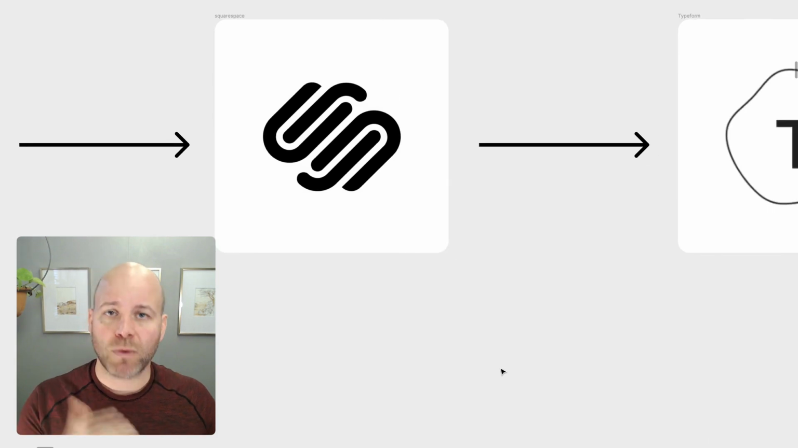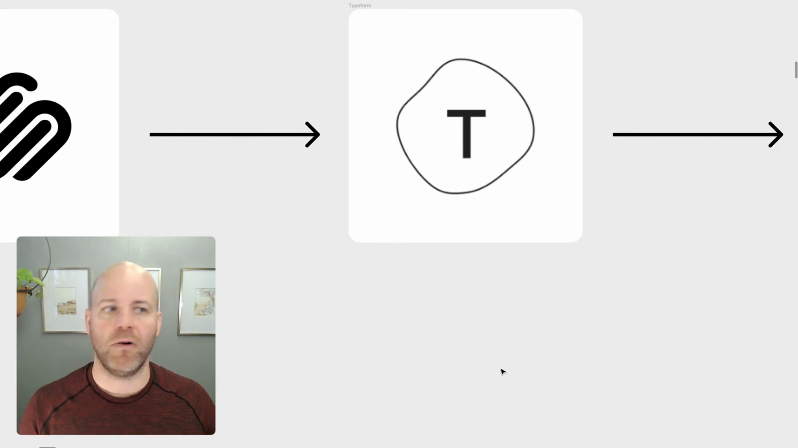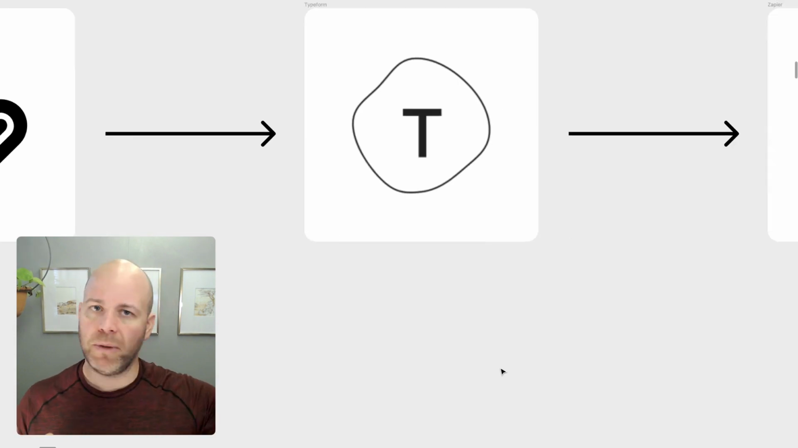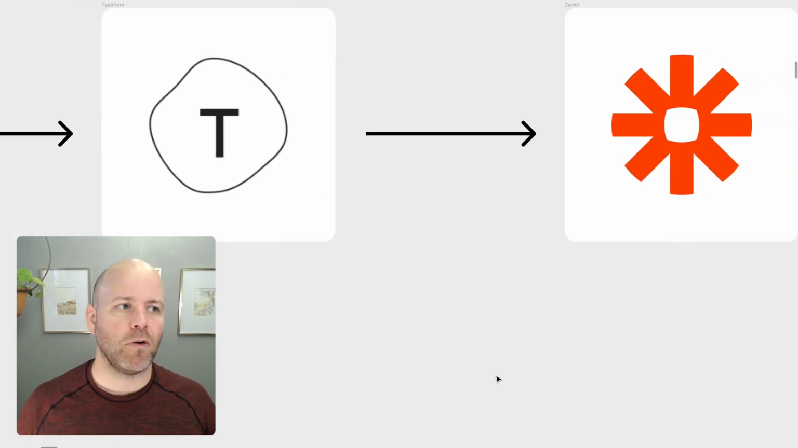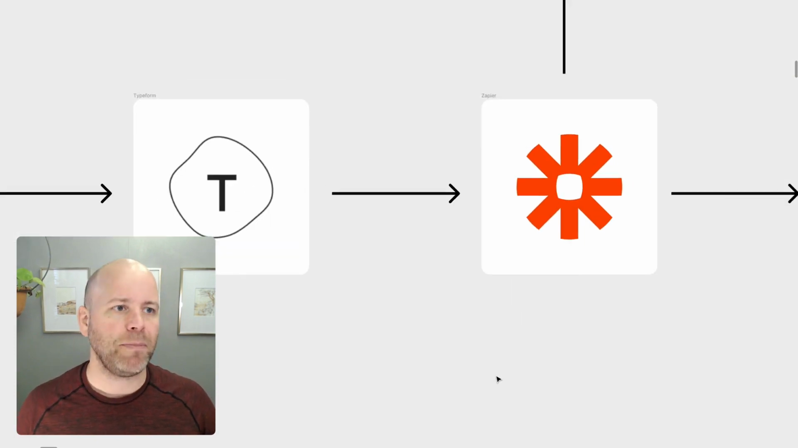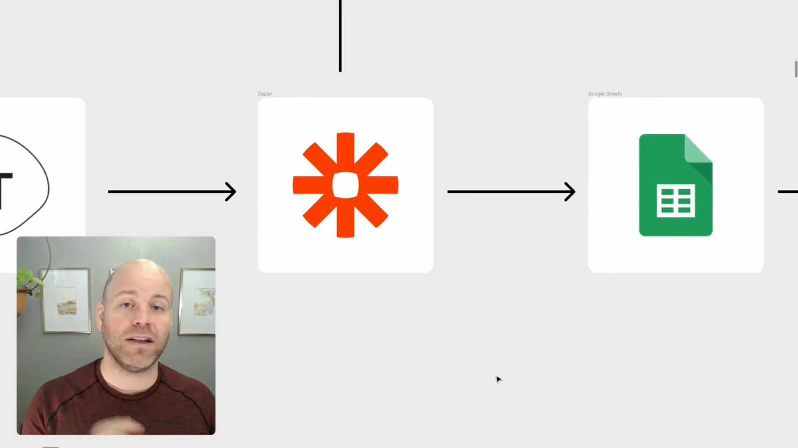Once people are on the Squarespace site, they can click a link to apply, which took them to a Typeform where they filled out a bunch of answers on the form. After submitting the Typeform, then we integrated with Zapier, and Zapier then sent all of that data to Google Sheets.